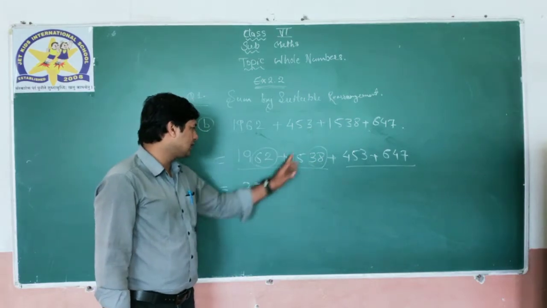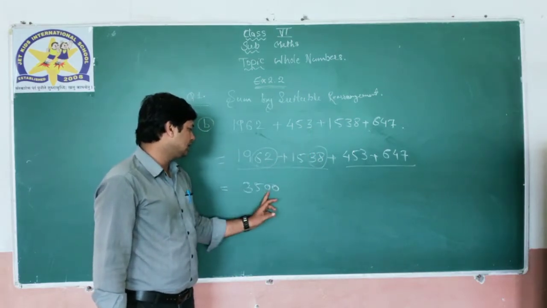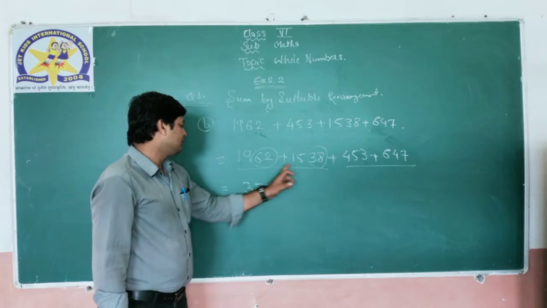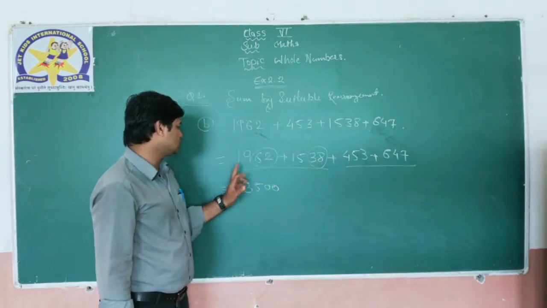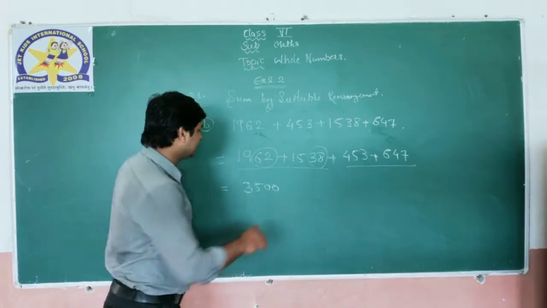You can also do it one by one. 2 plus 8, 0, carry 1. 6 plus 3, 9, plus 1, 10, 0, carry 1. 5 plus 9 is 14, plus 1, 15, carry 1. 1 plus 1 plus 1 is 3. Okay, you can do it like this.